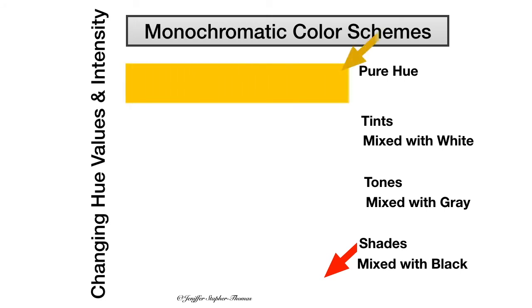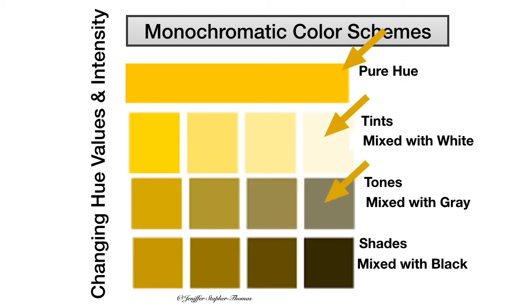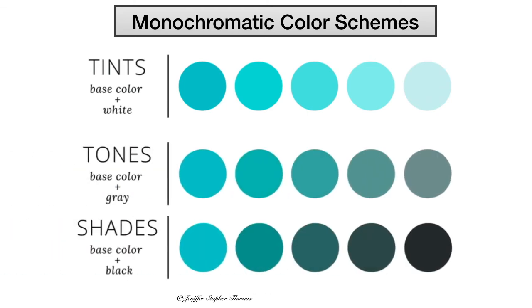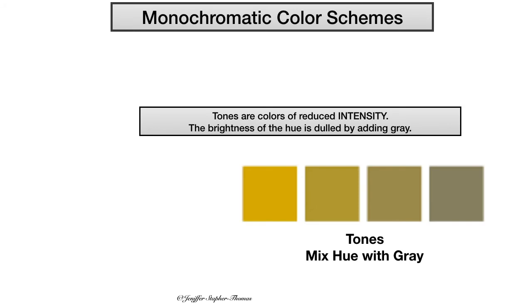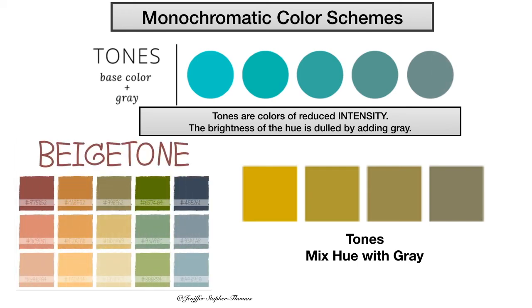Changing hues, values, and intensity. There's a pure hue. Here's tints, they're mixed with white, tones are mixed with gray, and shades are mixed with black. Look what it does to the color, to the hue. Tints, base color plus white, tones, base color plus gray, and shades are add black. Tones are colors of reduced intensity. The brightness of the hue is dulled by adding gray. How do we make gray? Black and white. And we can add earth tones too.